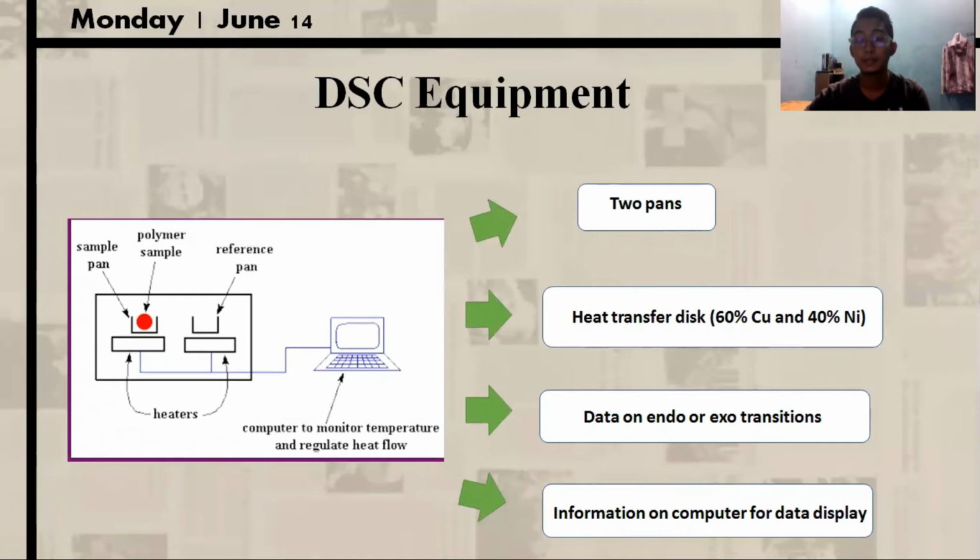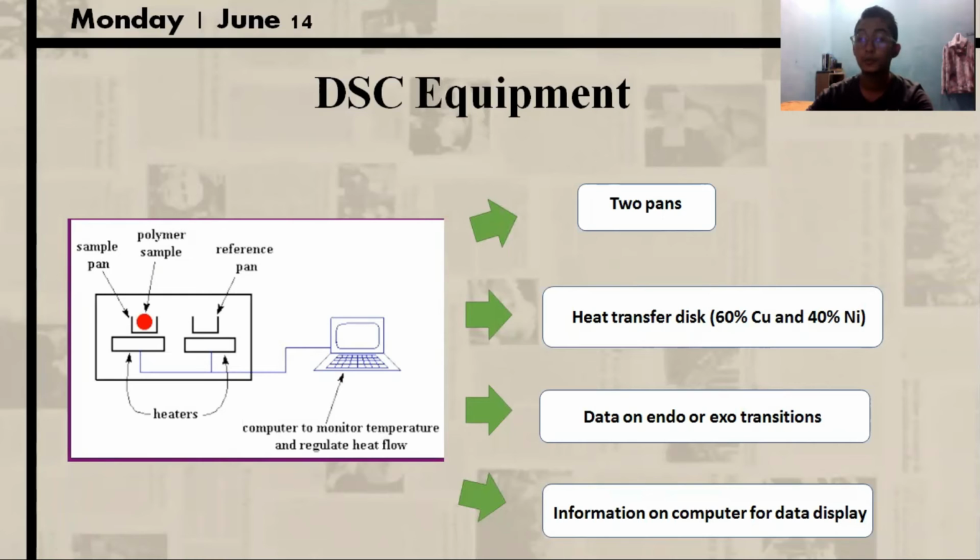There are a few parts of DSC equipment, which is a pan. There are usually two types of pan, the sample pan and the reference pan. And there is also a heat transfer disk, which is usually made up of 60% cuprum and 40% nickel. The data collected by DSC is data on endothermic and exothermic transitions at a constant temperature or during a temperature ramp.